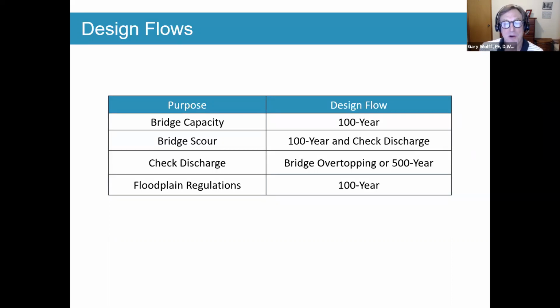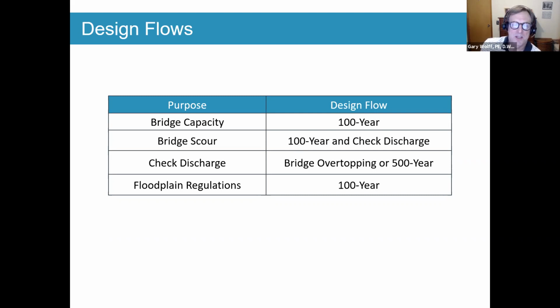For bridge scour, the design discharges are kind of mandated by ODOT and the Federal Highway Administration for a safe bridge crossing. You design for the 100-year event, that's sort of your bridge scour design event, and then you check it for what they call the check discharge. So you compute the scour for both.